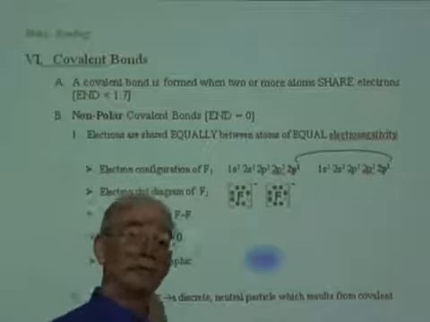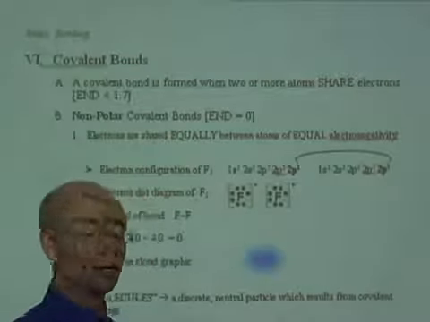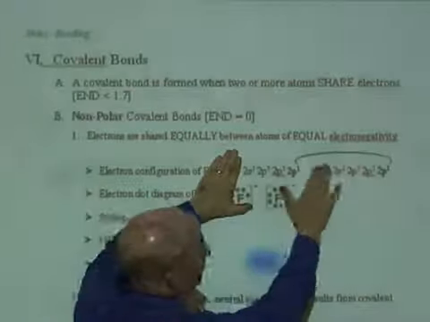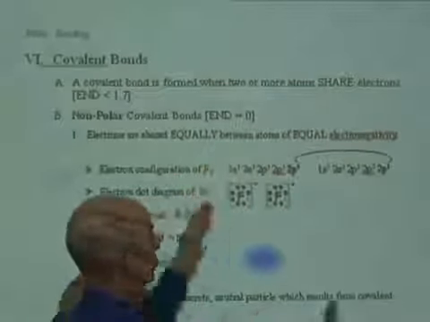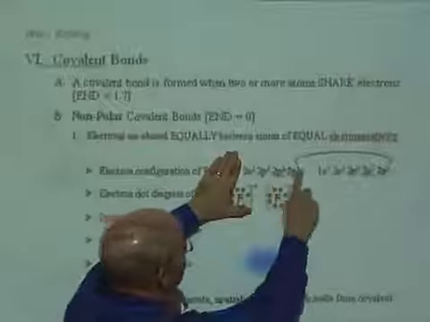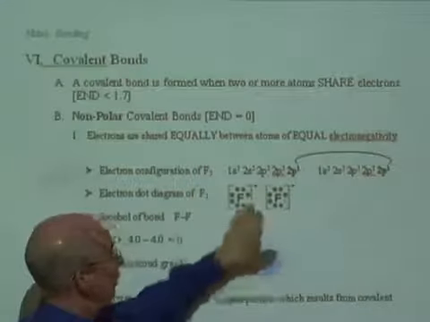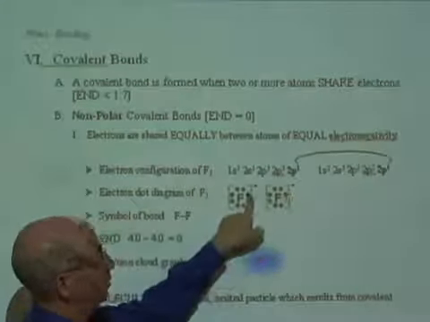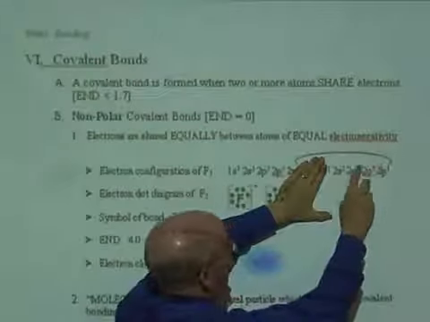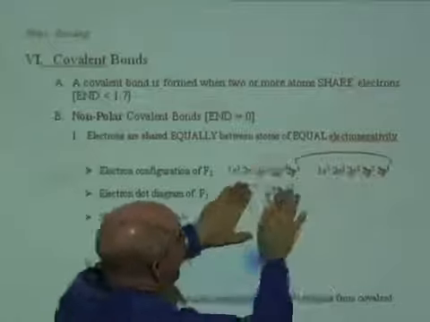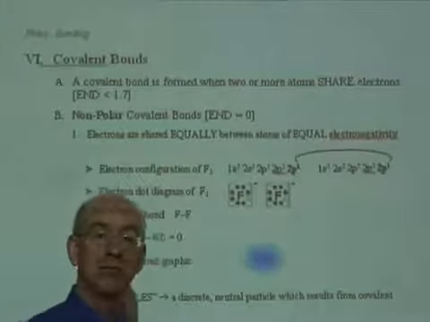According to the octet rule, we need 8 electrons in each valence shell. This has 7, and this has 7. Well, what if they shared these outside electrons? So count them up again: 2, 4, 6, 7, 8. Now that fluorine, if it shared that electron, would have 8. And this fluorine has 1, 2, 3, 4, 5, 6, 7, 8. They both would have 8, and they'd be satisfied.